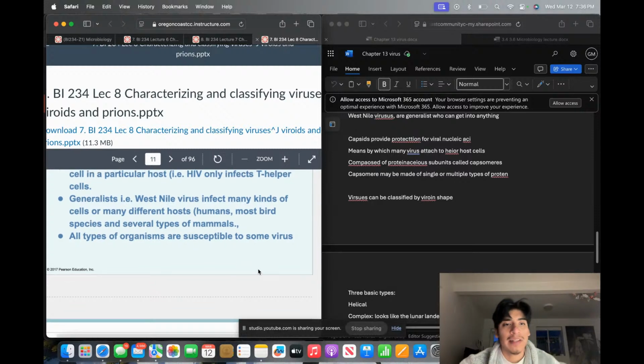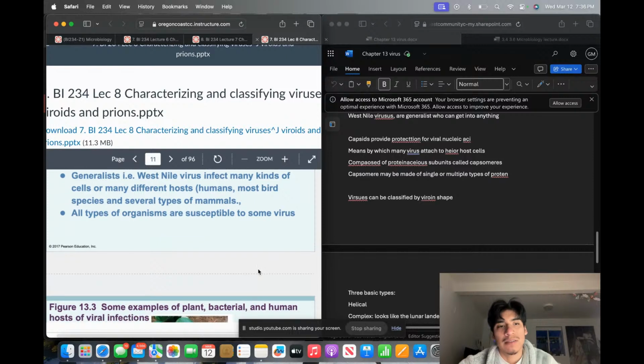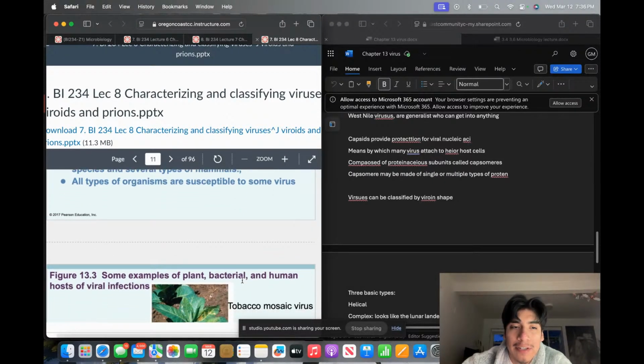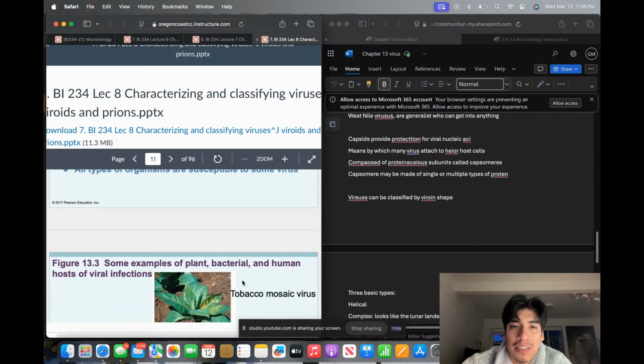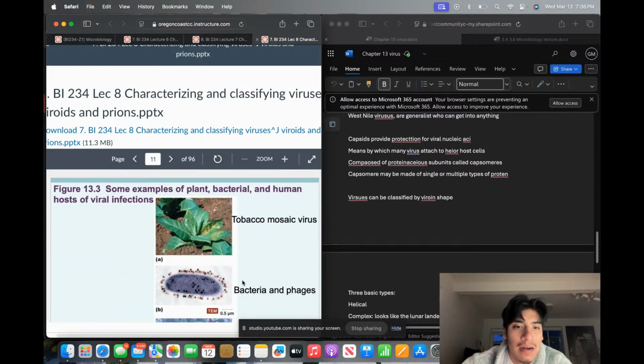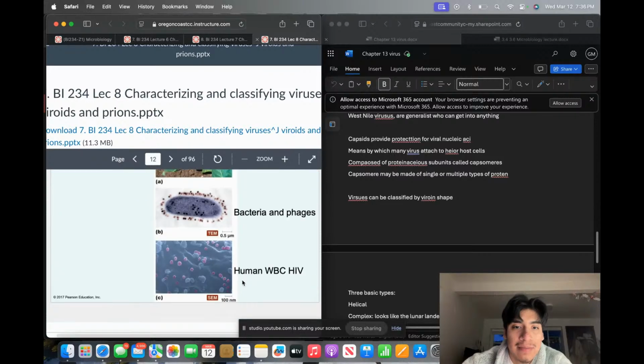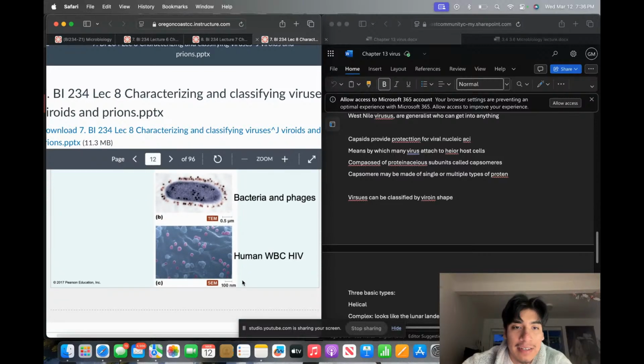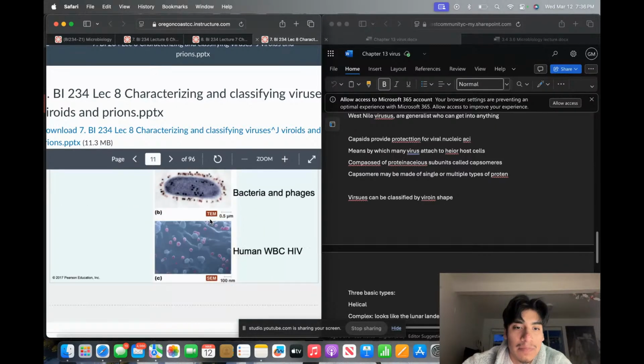Generalists are viruses that can infect many kinds of cells and different types of hosts. That's an easy word to remember. An example of this would be the West Nile virus that can infect different types of species and cells. Basically all types of organisms are susceptible to some sort of virus. Here we have examples: plants, bacteria having viruses called bacteriophage, and human HIV, just to show differences.